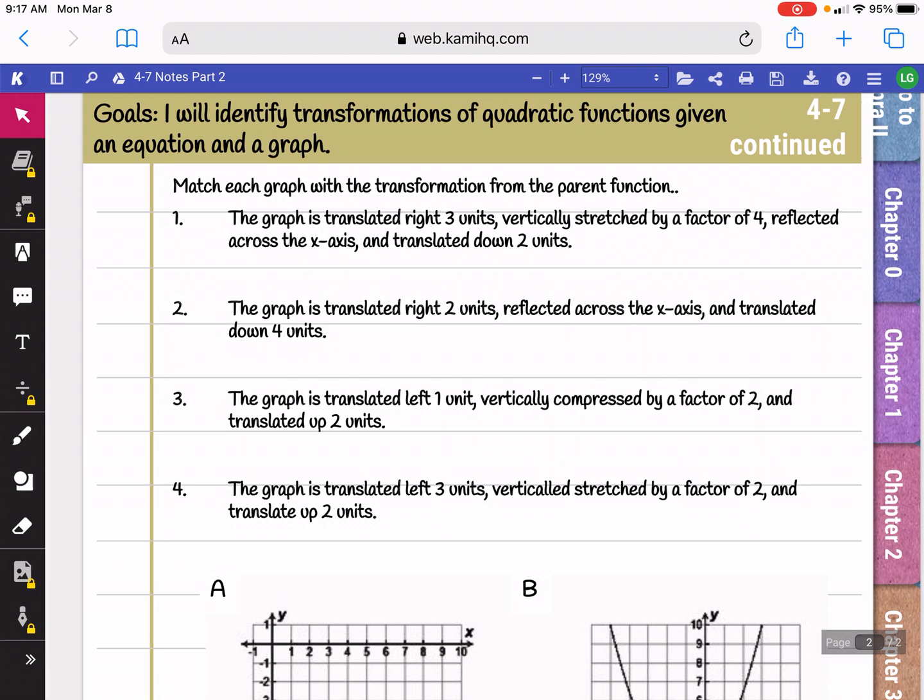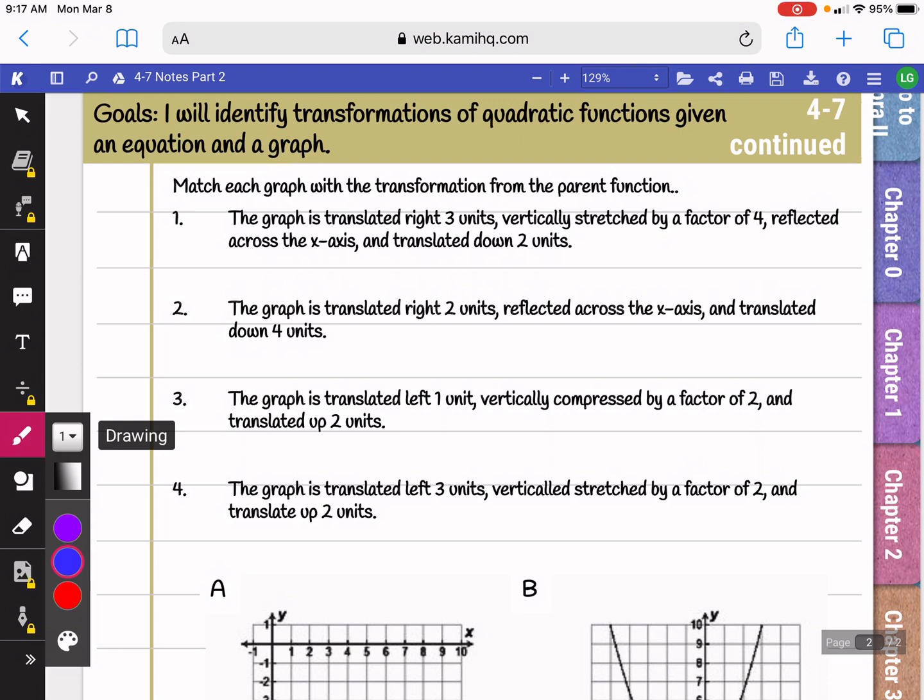It says the graph is translated right 3 units, vertically stretched by a factor of 4, reflected across the x and translated down 2. I'm going to go ahead and just write the equation based on what they said. It's not asking to do this, but I want to practice it. So I'm going to set it up with an x in parentheses, a squared on the outside, and we're going to fill in the remaining parts of those transformations.